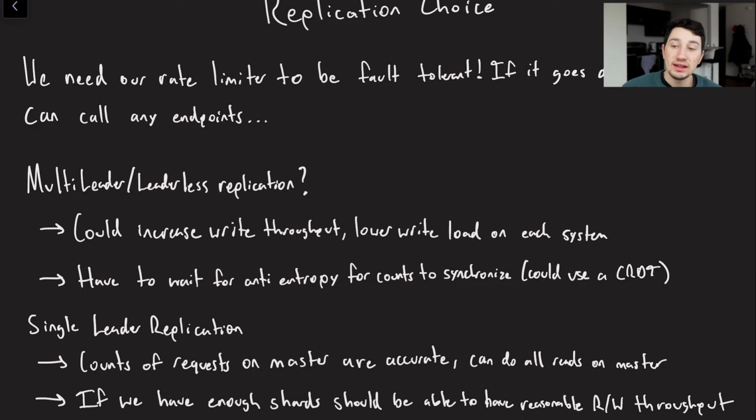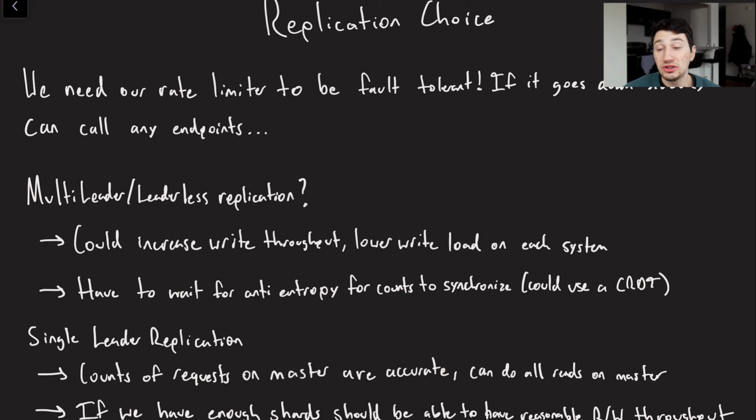Okay, so now let's talk about our replication choice. I guess the question is, can we get away with using something like multi-leader or leaderless replication here? That's a good question. At the end of the day, we do need our rate limiter to be fault tolerant, because if one of them goes down, that would mean that all of a sudden we can't submit any requests to our service, and that is unacceptable. So let's think first about multi-leader and leaderless replication.